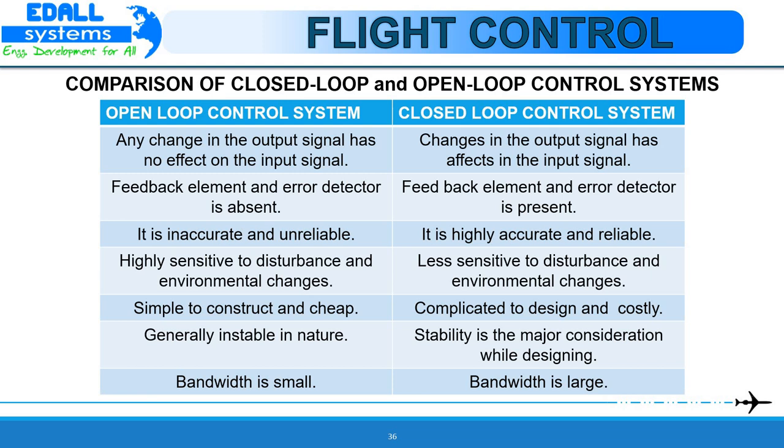An open loop control system is highly sensitive to disturbances and environmental changes, but a closed loop control system is less sensitive to disturbances and environmental changes. An open loop control system is simple to construct and cheap, but a closed loop control system is a bit complicated to design and costly. Generally, an open loop control system is unstable in nature, but stability is the major consideration while designing a closed loop control system. Bandwidth is small for an open loop control system and very large for a closed loop control system.